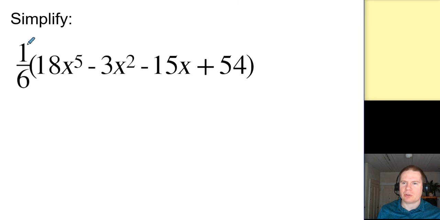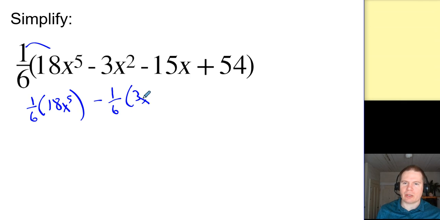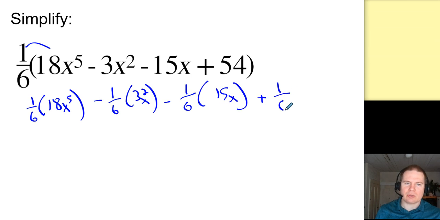Same deal. So 1/6 times 18x to the 5th, 1/6 times 3x squared, 1/6 times 15x, and 1/6 times 54. Now, a sixth of 18, that's not so bad, right? 18 divided by 6 is 3.